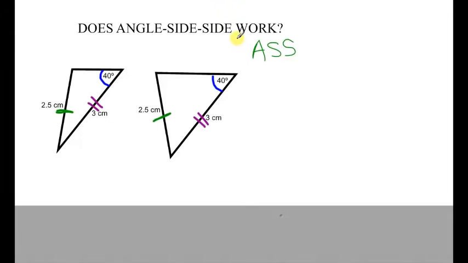In fact, oh my gosh, we don't cuss in geometry, so that's a way to remember it. There is no ASS in geometry.